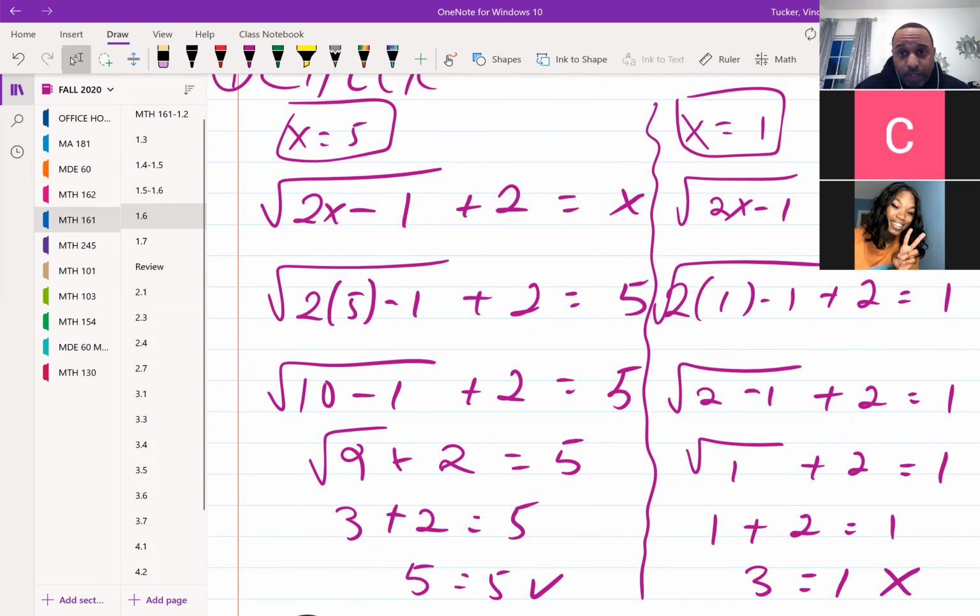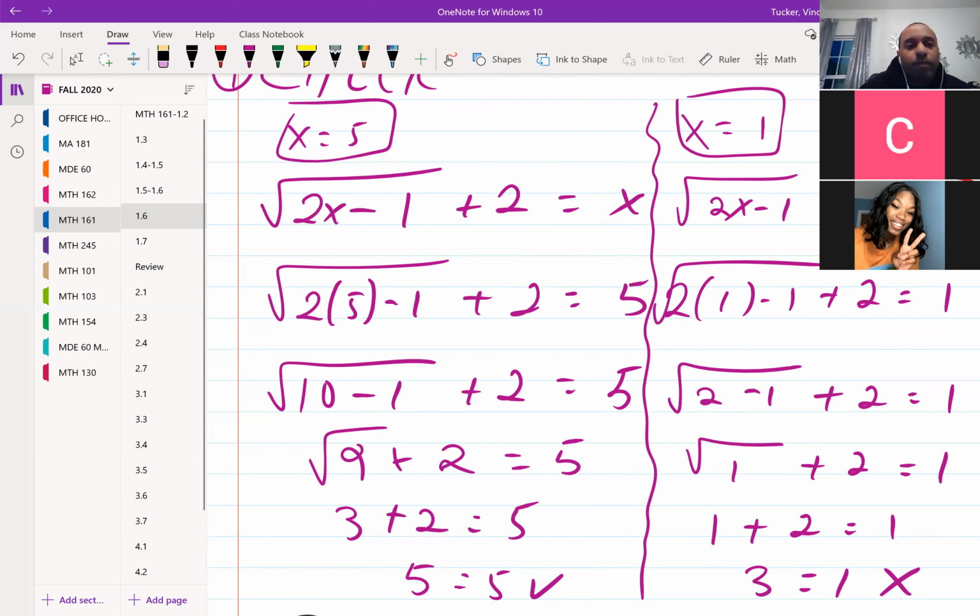But then if you look at the right side, plugging in positive 1, that gives us 2 minus 1 under the radical. Square root of 1 is just 1. 1 plus 2 is 3. And that would be 3 equal to 1. So don't forget, you plug in the solution wherever you see x. So the same thing happens over here. You plug in x in 2 different spots.